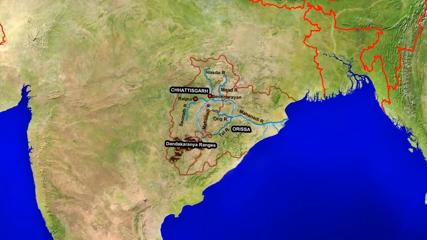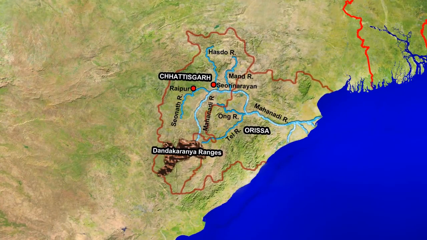The Mahanadi. The Mahanadi originates in the Dandakaranya range in Raipur district of Chhattisgarh. Its tributaries on the left bank are Sionat, Hasto, and Mand, and on the right bank are Ong, Tel River, and Jonk River. From its source, the river takes a northeasterly course. Beyond Seori Narayan, it flows eastwards and enters Orissa and finally empties itself into Bay of Bengal.